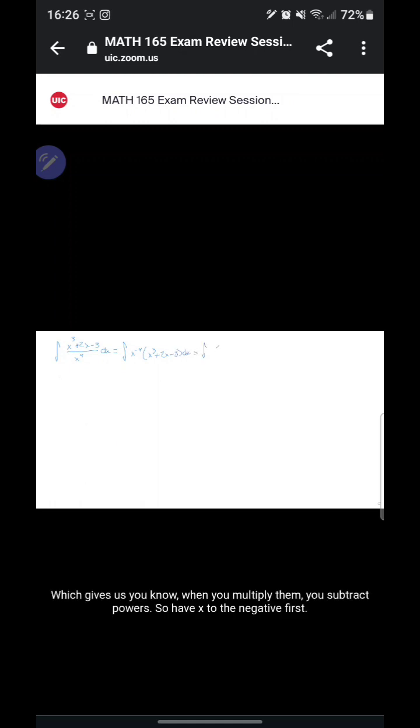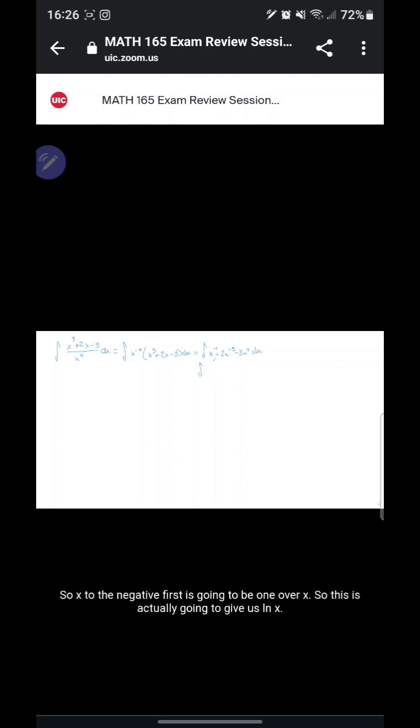Which gives us, when you multiply them, you subtract powers. So we have x to the negative 1st plus 2x to the negative 3rd minus 3x to the negative 4th. And then this makes it relatively simple to integrate. So x to the negative 1st is going to be 1 over x. So this is actually going to give us ln x.